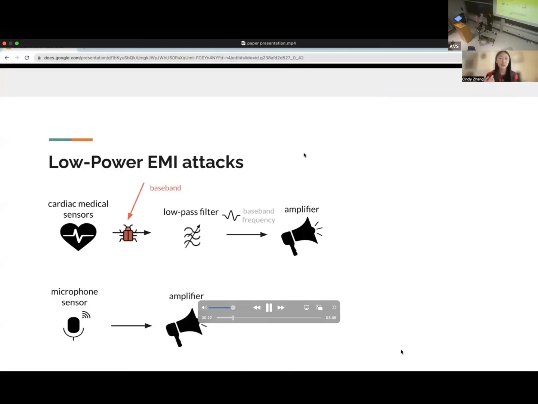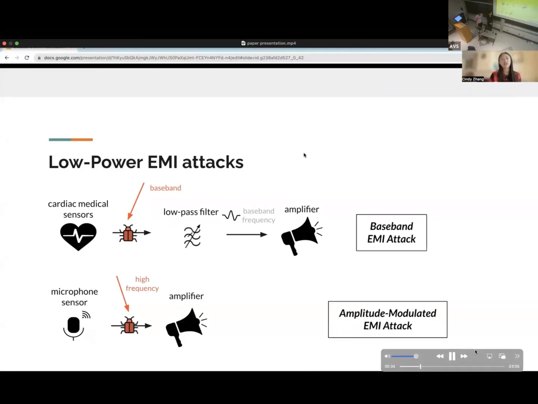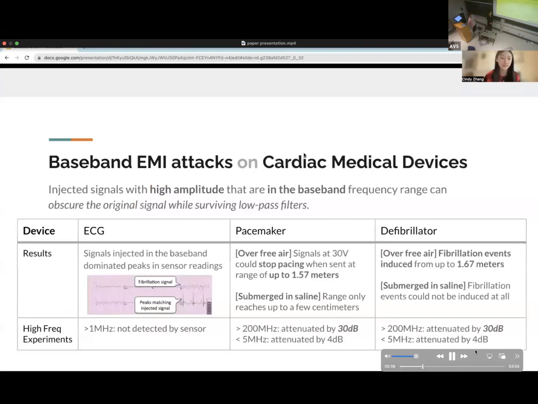Because there's usually no low-pass filters in commodity microphone devices, the injected signal can have a high frequency with more success. So the two types of EMI attacks we'll talk about are baseband EMI attacks and amplitude modulated EMI attacks.